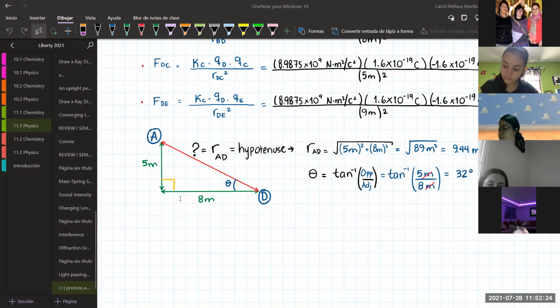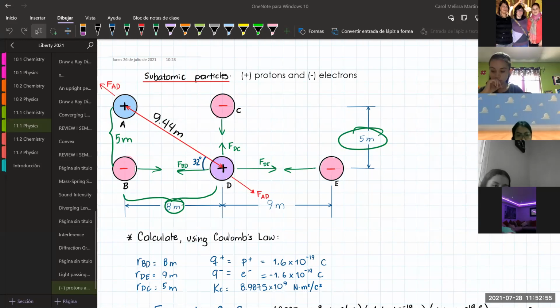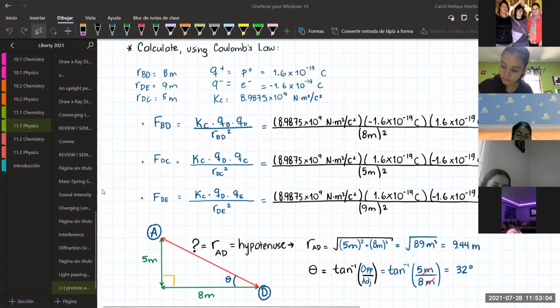This is important. Okay, this is important. So I'm going to my sketch over there, and I will locate the angle right here. My angle, which is 32 degrees. That's important. And I know that my distance here between the particles is 9.44 meters. Okay, that is important. Now, knowing the distance between the particles and knowing that I have two protons, I can get the electric force by applying Coulomb's law.